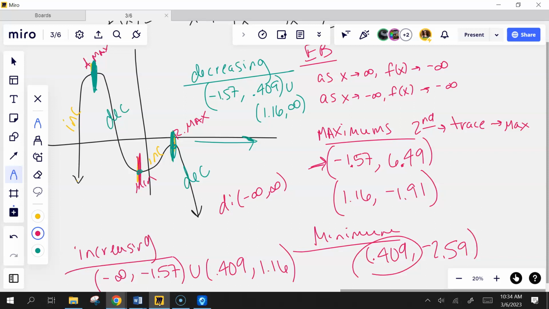Now, what is the domain of this function? Yes, what is the range? Negative infinity, and then what's the top? Where are you getting that? Maximus. That's exactly right. This is the highest point. That highest y is 6.49, and it needs a bracket because it is an actual point on the graph.